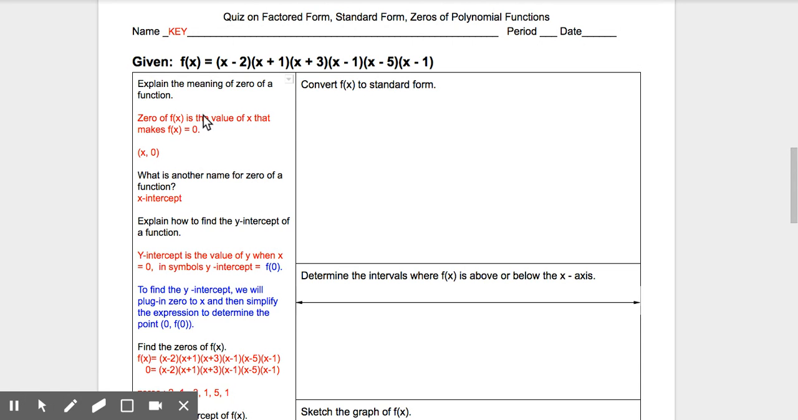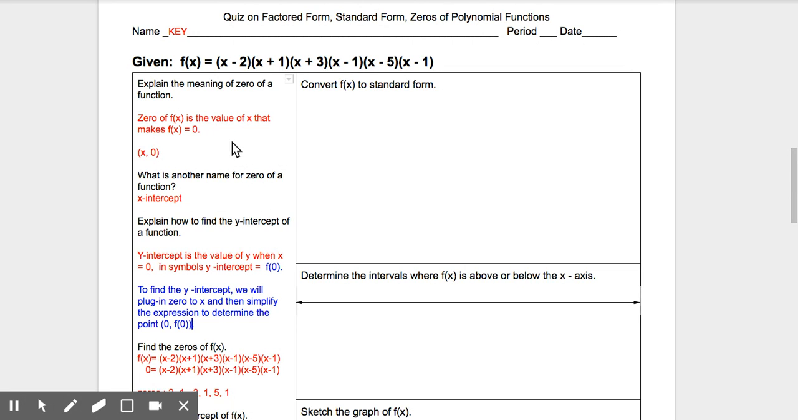Now, let's explain the meaning of the zero of this function. The zero of f of x is the value of x that makes f of x equal to 0. F of x is the y value of the function. So if we're saying that f of x is equal to 0, then y must be equal to 0.